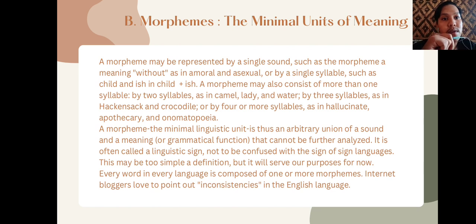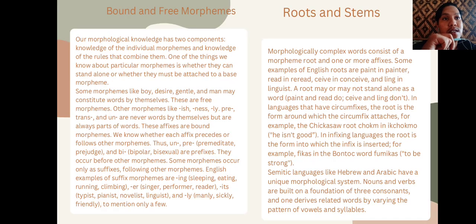A morpheme, the minimal linguistic unit, is thus an arbitrary union of sound and meaning, or grammatical function, that cannot be further analyzed. It is often called a linguistic sign, not to be confused with the sign of sign language. This may be a simple definition, but it will serve our purpose for now. Every word in every language is composed of one or more morphemes. Internet bloggers love to point out inconsistencies in the English language.